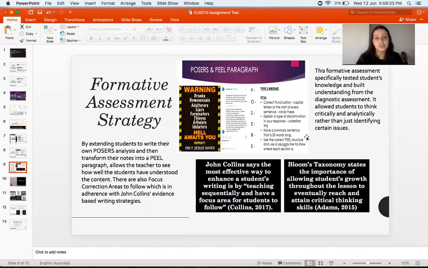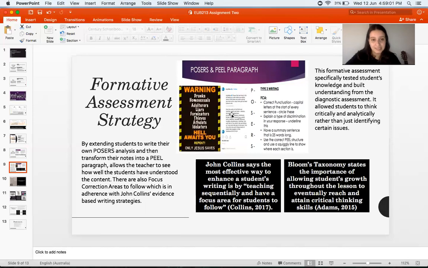What I wanted to do with this whole formative assessment strategy was use Bloom's taxonomy. Bloom's taxonomy states that the importance of allowing students growth throughout the lesson is to eventually reach and attain critical thinking skills. So by the end of this formative assessment strategy, I wanted the students to be able to think critically and analytically and be able to analyze those really important parts of the image and the videos to pick out certain types of discrimination.